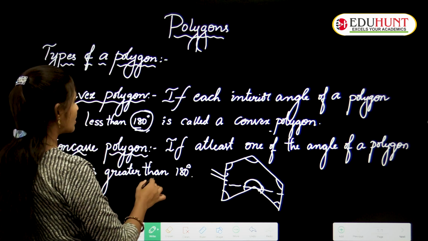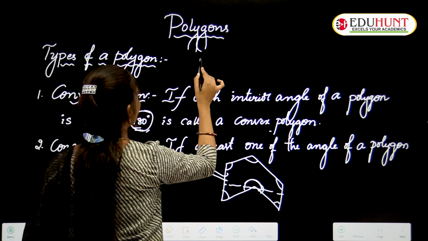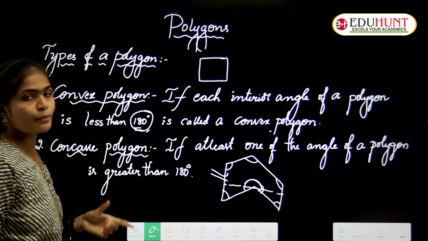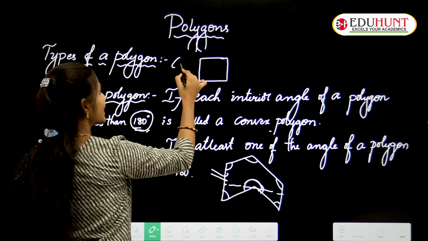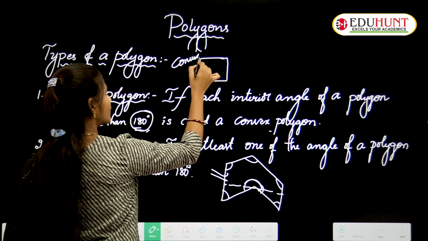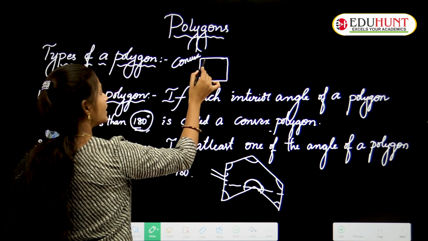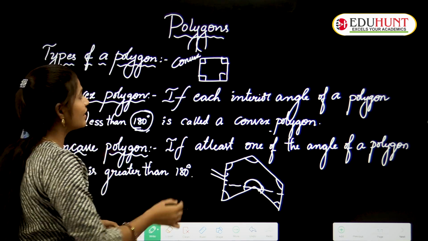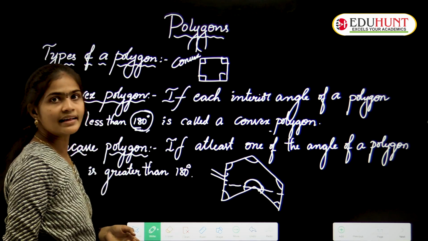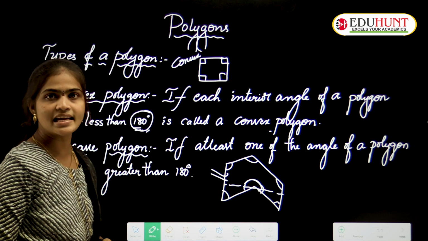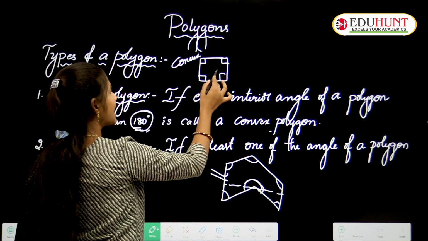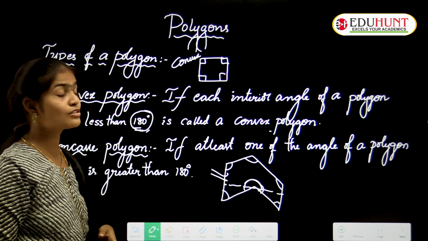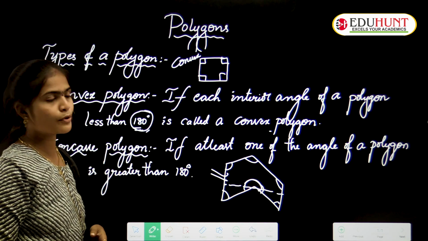Okay, just see what is the difference between a convex polygon and a concave polygon. Here this is a convex polygon. Okay, why? Because here each interior angle is less than 180 degrees. Here directly we can take the angle as 90 degrees, no? So that is less than 180 degrees. So here each angle is less than 180 degrees. That's why we are calling these polygons convex polygons.